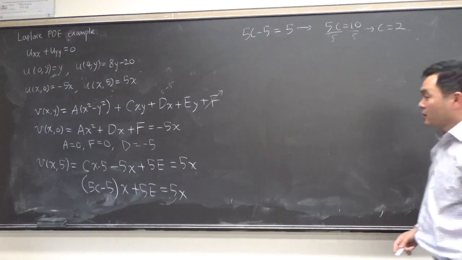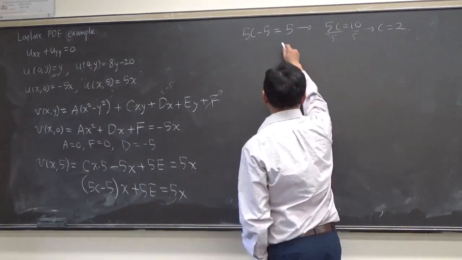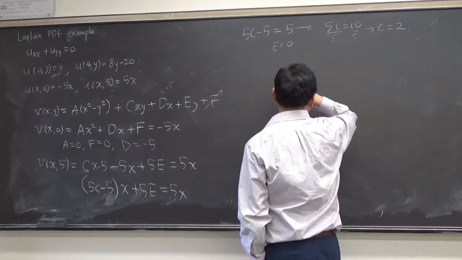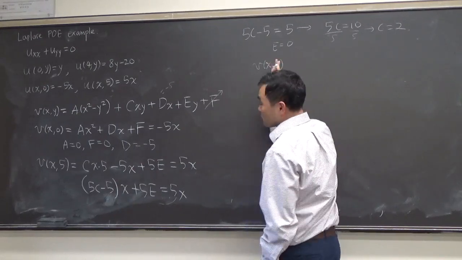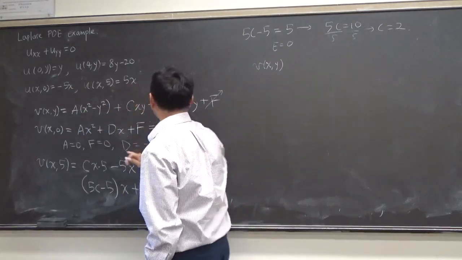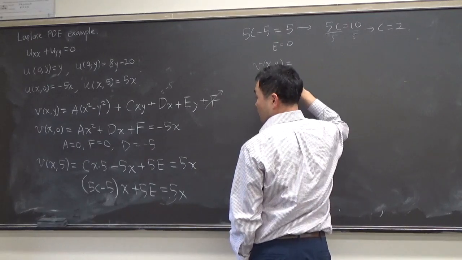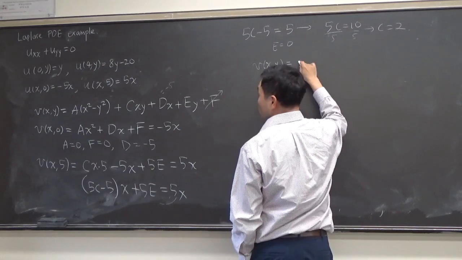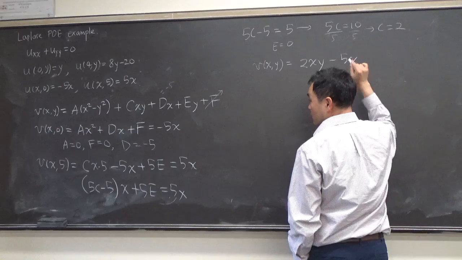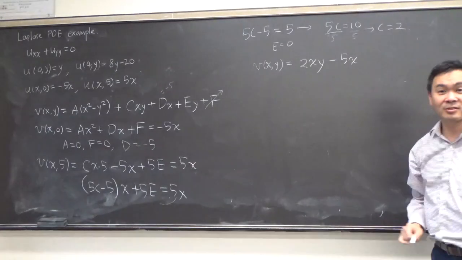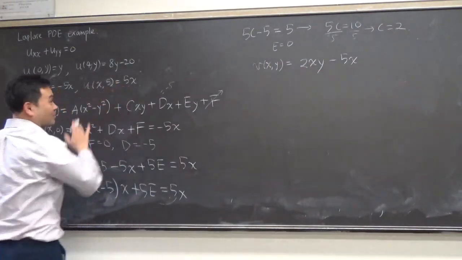And furthermore, E is 0. E has to be 0, right? Okay, so I think we figured out all the V of x and y. For this to satisfy both conditions, you're going to have, what is it? A has to be 0, C has to be 2, D has to be -5, E has to be 0, F has to be 0. That's it. So I know that this is going to satisfy this and this.